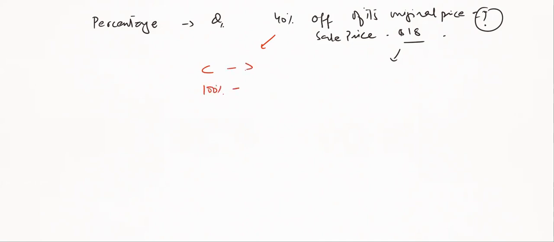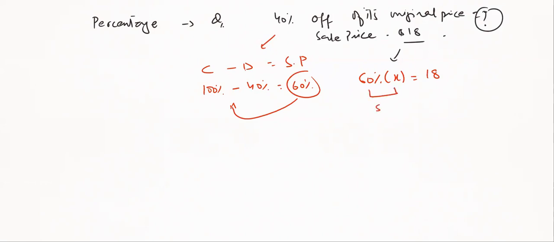40% off means discount, 40% is equivalent to what? Selling price. And selling price is 60%. 60% of what? It is 60% of the cost price. So 60% of the cost price X is equal to what? $18. This is the selling price.